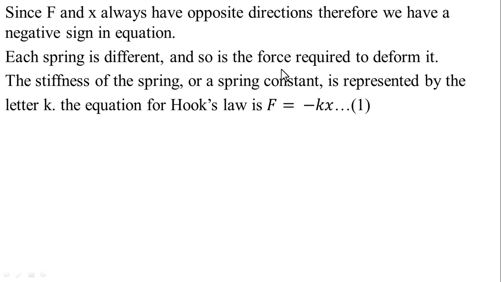Each spring is different, so the force required to deform it differs. The softness of the spring, or the spring constant, is represented by the letter k. So the equation of Hooke's law is F is equal to minus kx. When the proportionality sign is removed, we can use the constant k. Then according to Hooke's law, F is equal to minus kx. This is called equation number 1.